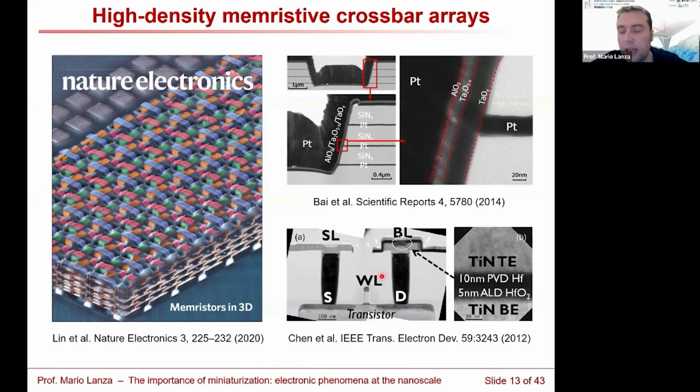Actually, in some studies, we can also find that the memristor can be integrated in CMOS microchips on the CMOS transistor. Here you see the transistor. This is the metallic via in the microchip, and here you see the memristor that is integrated on top of the via. It's also very small.